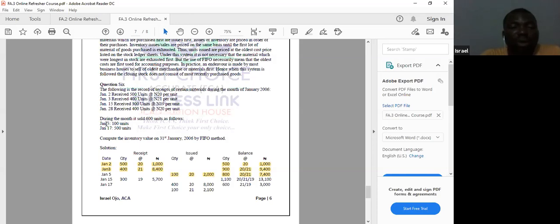Then we'll move on to January 15. January 15 says receive 300 units at 19 per unit. So we have 300 units here. We are receiving it at 19 naira. So 300 times 19 gives us 5,700. Then how do we get our balance? Because it is a receipt, it will be 800 plus 300, which gives us 1,100. Then we have 5,700 plus 16,400, and that will give us what?